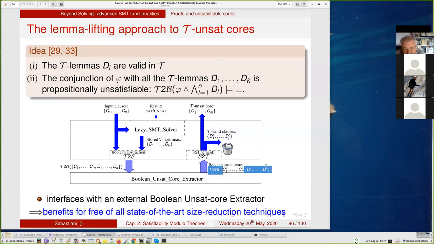Okay, then we can map those clauses back into a subset of the original set of formulas and a subset of the theory lemmas. But the theory lemmas we can throw away, because they are all valid clauses, so conjoining them with the formula does not change the formula. So what we have, after throwing away the lemmas returned, is a theory unsat core of the original formula. The advantage of doing that is that we can exploit for free the best Boolean unsat core extracting technologies, which are off the shelf. Is this clear?